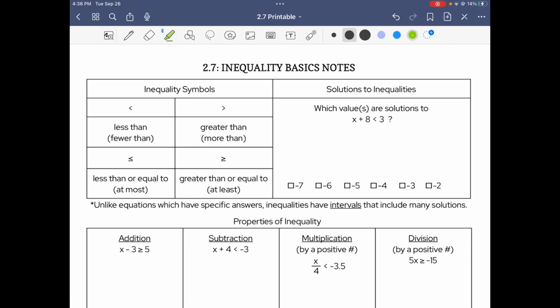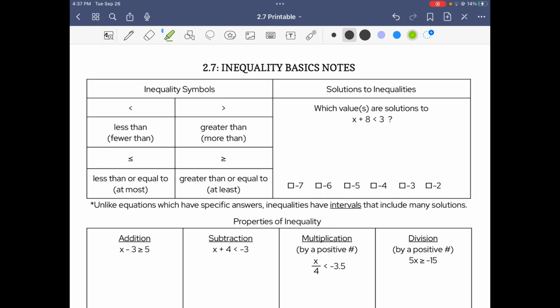Everyone, welcome to the 2.7 Inequality Basics notes. Make sure that you have a pencil, a calculator, and this piece of paper in front of you before you begin. Go ahead and grab that now if you need it. What we're going to be learning about is inequalities.